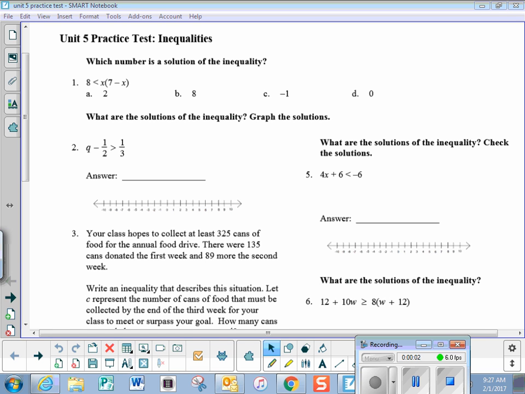And now it's time to go over the Unit 5 practice test in preparation for the test tomorrow. Hopefully you all learn from all your mistakes and you'll be ready to go tomorrow and do a great job. Yay!